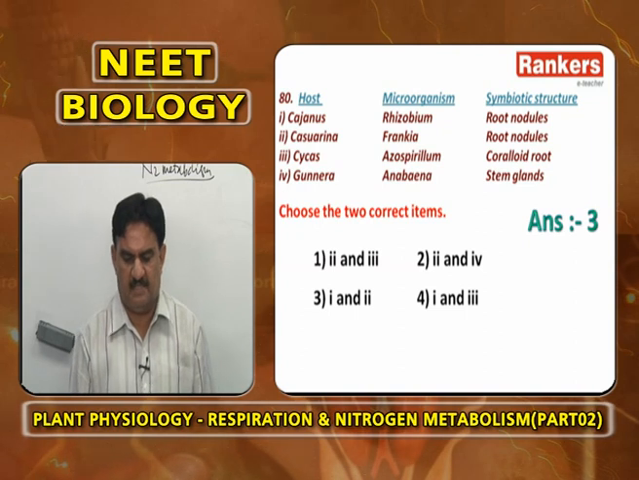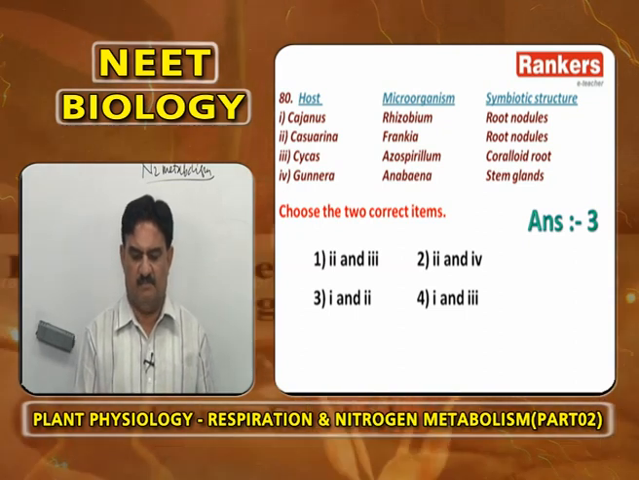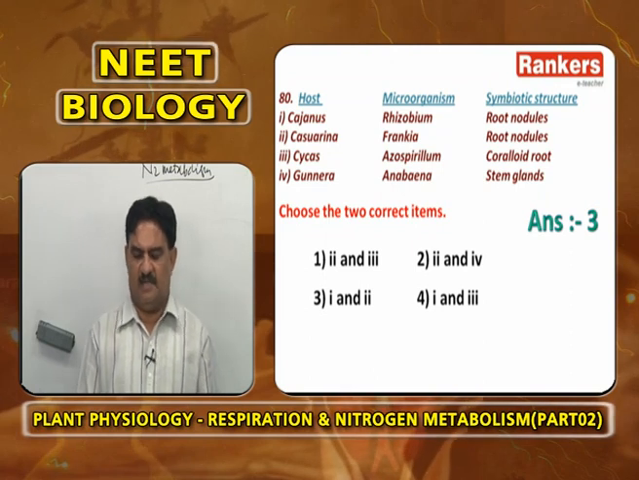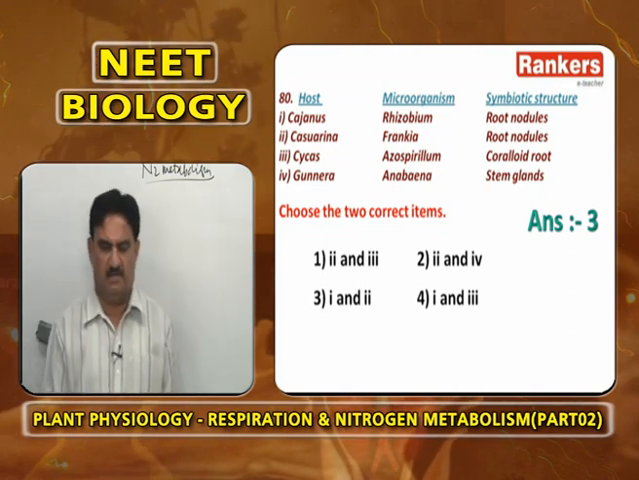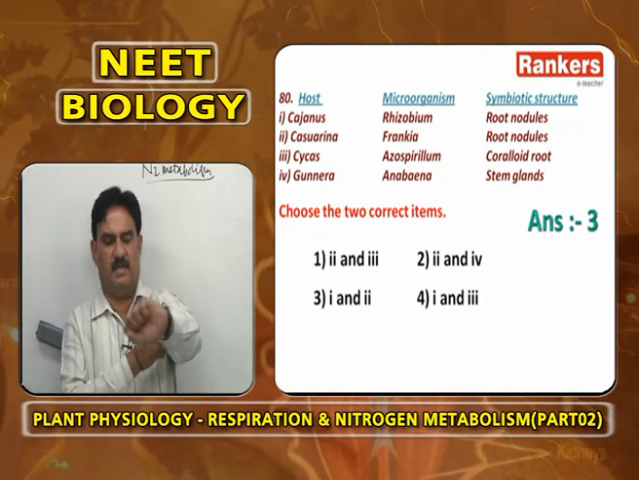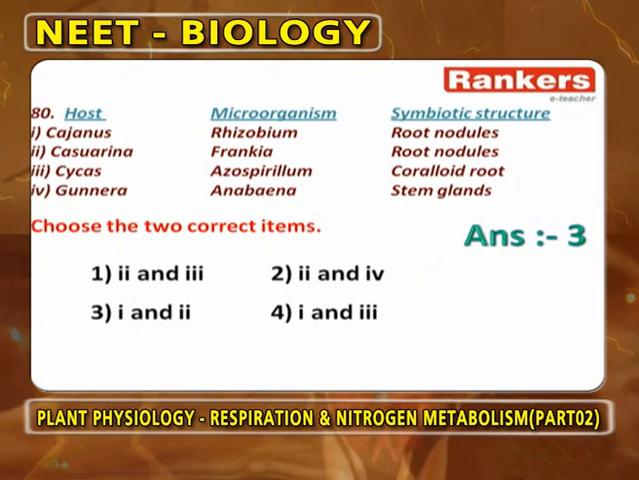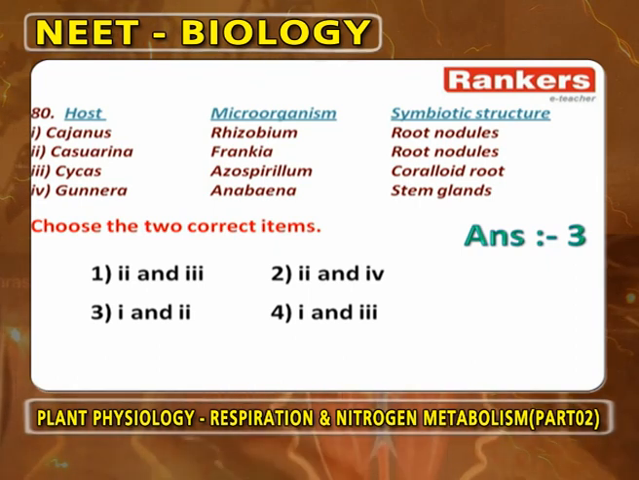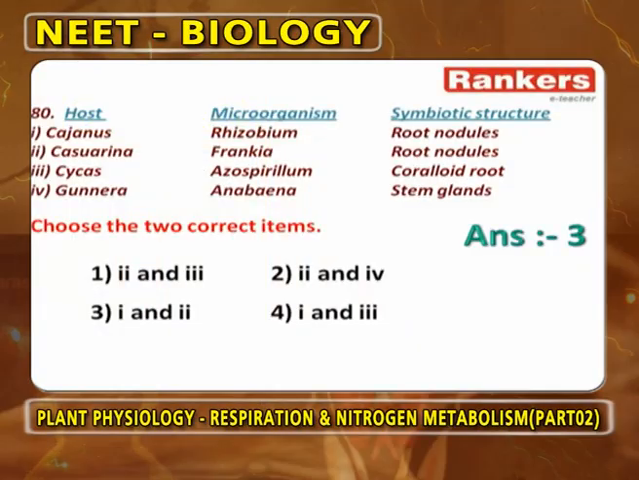Now, Cycas, azospirillum, coralloid root is wrong. Ginkgo... Gunnera, Anabaena, stem glands is wrong. Gunnera, not Anabaena, it is Nostoc. So, Cajanus, rhizobium, root nodules is correct. Casuarina, frankia, root nodules is correct, because frankia is an actinomycete present in the root nodules of Casuarina, Alnus and Myrica. Cycas, azospirillum is wrong.